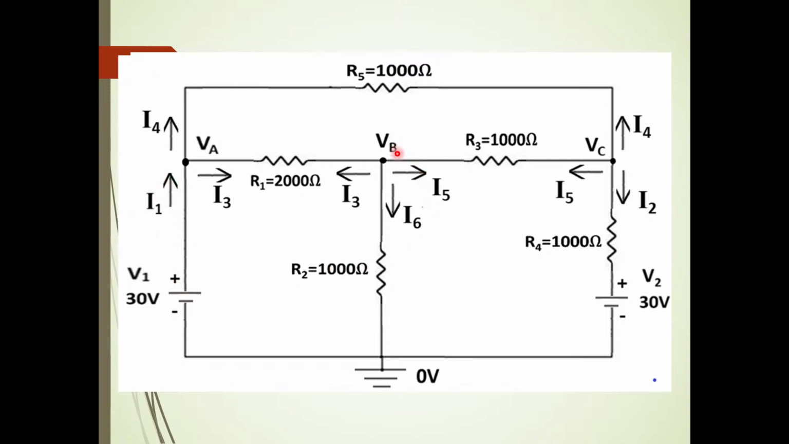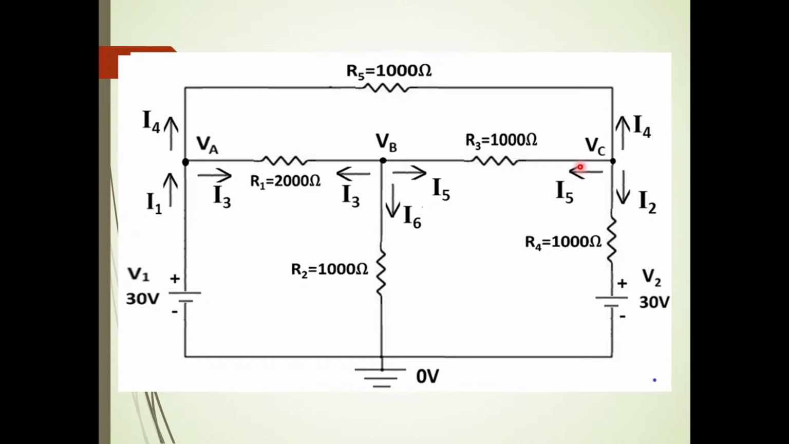Similarly at VB, I have assumed 3 currents. This is the I3 current, which travels from node A to node B. If current travels from node B to node A, the same I3 current will flow, but the direction will change. That's it. In the same element, 2 different currents cannot flow. If this is I3, I should not write I5 or I6 or I7 or I8. In the same branch, whatever the current direction, you must mention the same notation for the current.